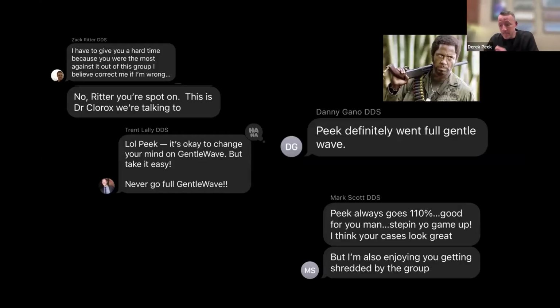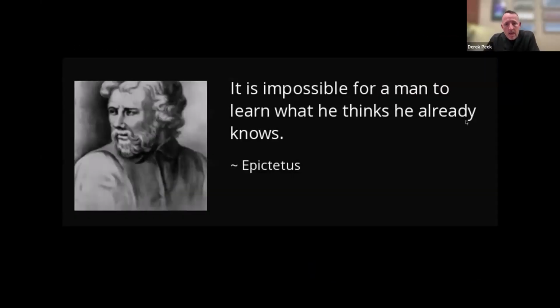But like anything in life, you're going to get some heat one way or the other. So I also put this on there: it's impossible for a man to learn what he thinks he already knows. That was a long-winded way to get to how I use GentleWave, and these last couple of sections go pretty quick. But don't be afraid to learn something new.